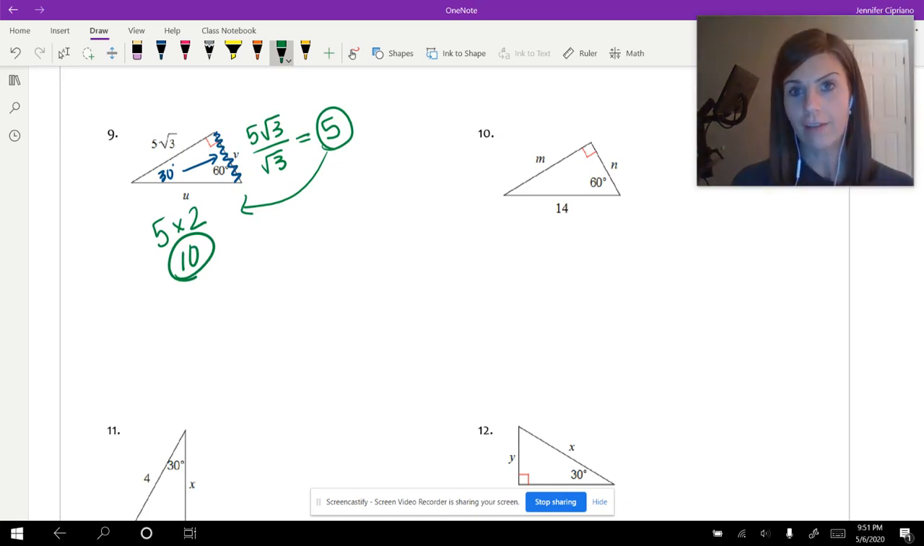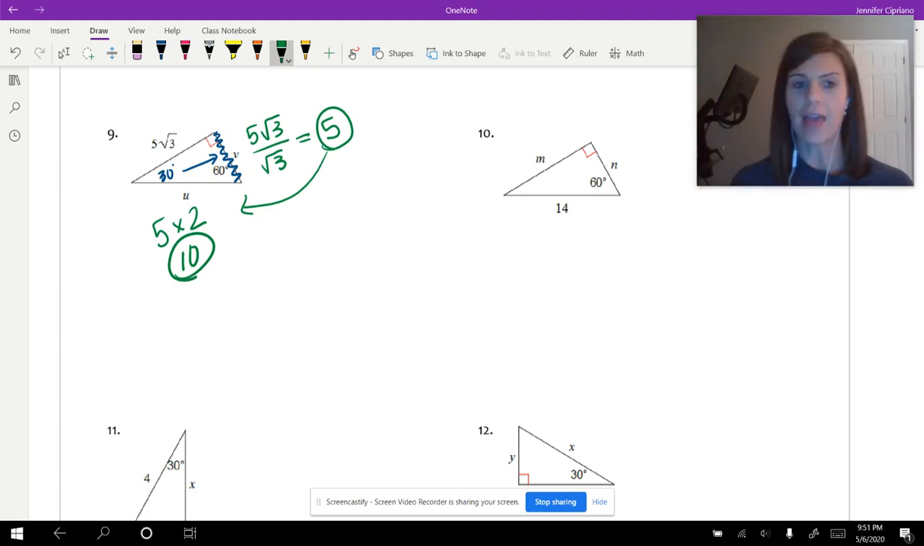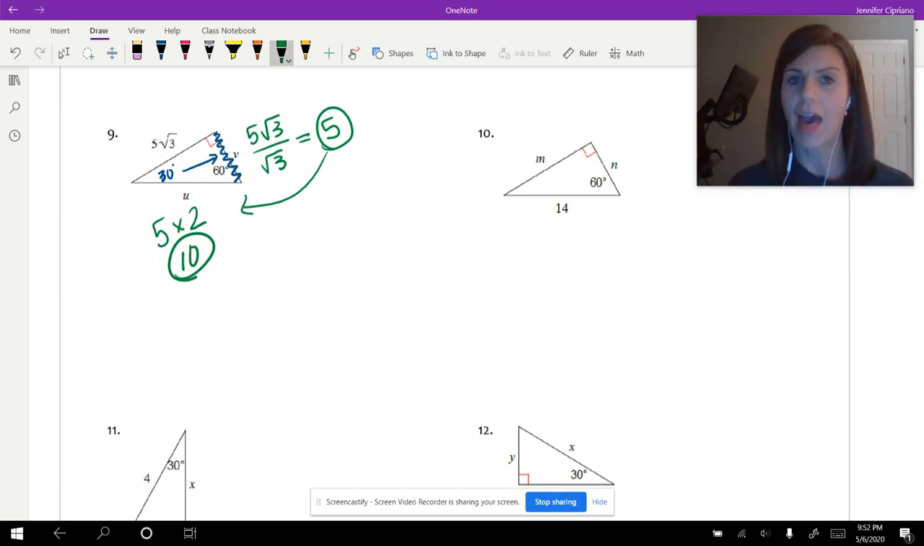So if you don't have the short leg, you always go backwards to find that first, and then find the other missing piece. So even if the problem hadn't asked me for V, even if the problem was just to find the hypotenuse, I still would have found the short leg first and then found the hypotenuse after that.